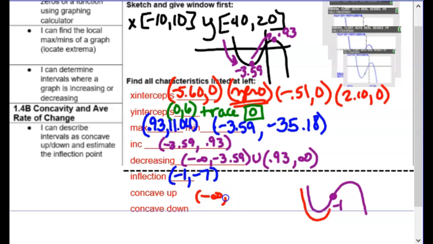From the left until -1 would be the concave up like a cup. And then from -1 to the right would be the concave down. Again, these are x intervals or domain intervals.